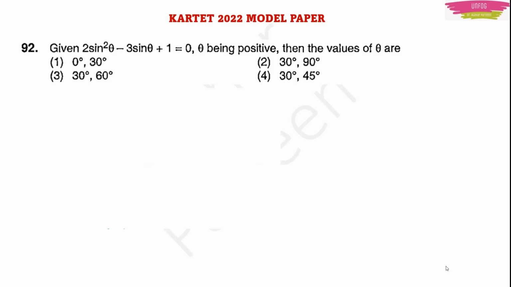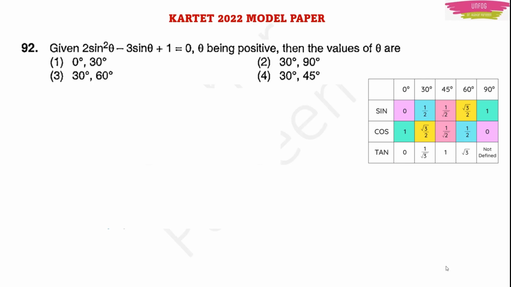Okay. Now, just write down the table because we need the table. We have to find the values, right? We need the table here. Now first take 2 sin square theta minus 3 sin theta plus 1 is equal to 0. Then split this 3 sin theta. It is minus 3 sin theta. It can be written as minus 2 sin theta minus sin theta. Okay, correct, no?